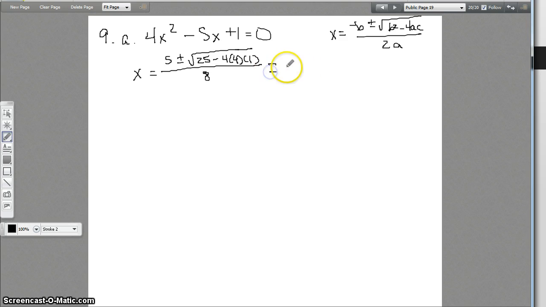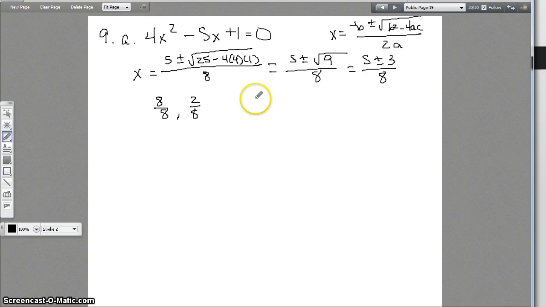Okay, so that means we have 5 plus or minus the square root of 25 minus 16 is 9, all over 8. So that is 5 plus or minus 3 over 8. Well, 5 plus 3 is 8, so we have 8 over 8. 5 minus 3 is 2, so we have 2 over 8. And we need to simplify these answers. 8/8 is 1. 2/8 is 1/4. So those are our two possible values for x.